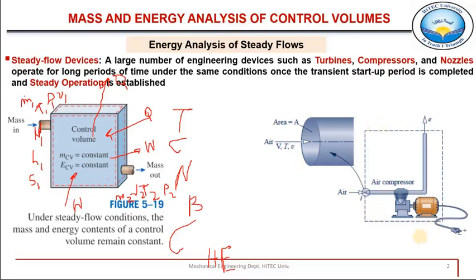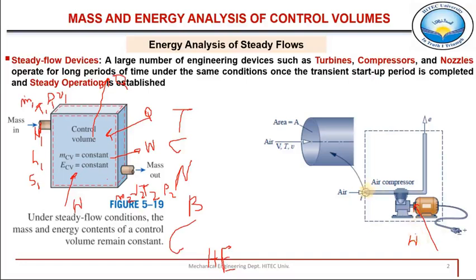For example, here as an example, it is shown an air compressor, where air is entering into this control volume. And what is this control volume? This control volume is actually an air compressor. So mass of fluid is entering into this control volume, and the same mass is actually leaving, and the work is also entering into this system. Work is also crossing the system boundary.